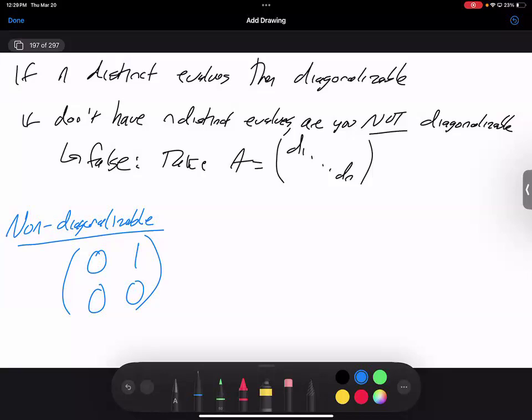Upper triangular is you only have non-zero entries on the main diagonal and above. Lower triangular is you only have non-zero entries on the main diagonal and below. This is an upper triangular matrix. So how would you prove that there is no matrix that diagonalizes this? Well, one way is that you can show that there are not enough eigenvectors. Have we proven that yet?